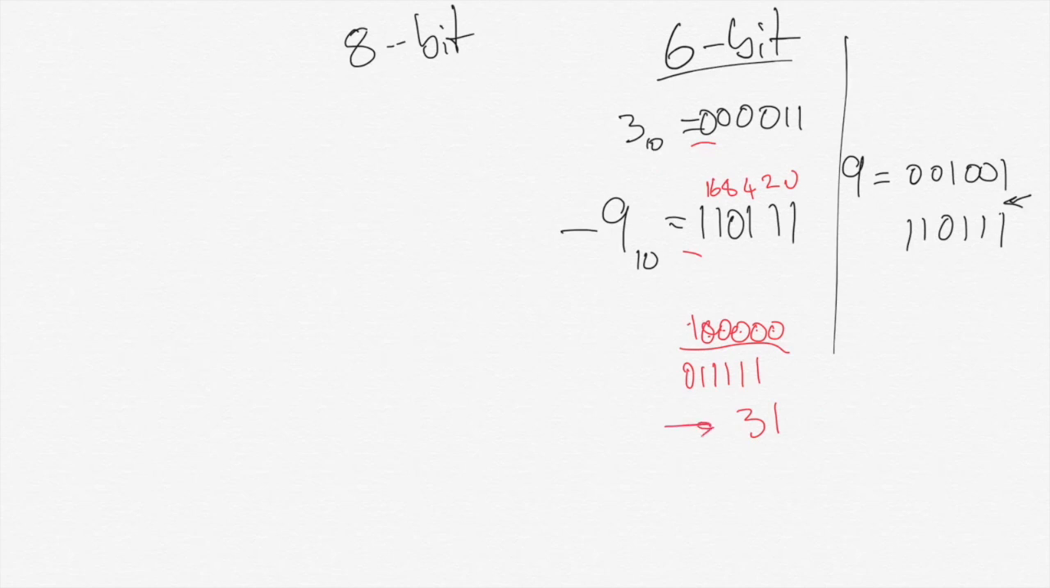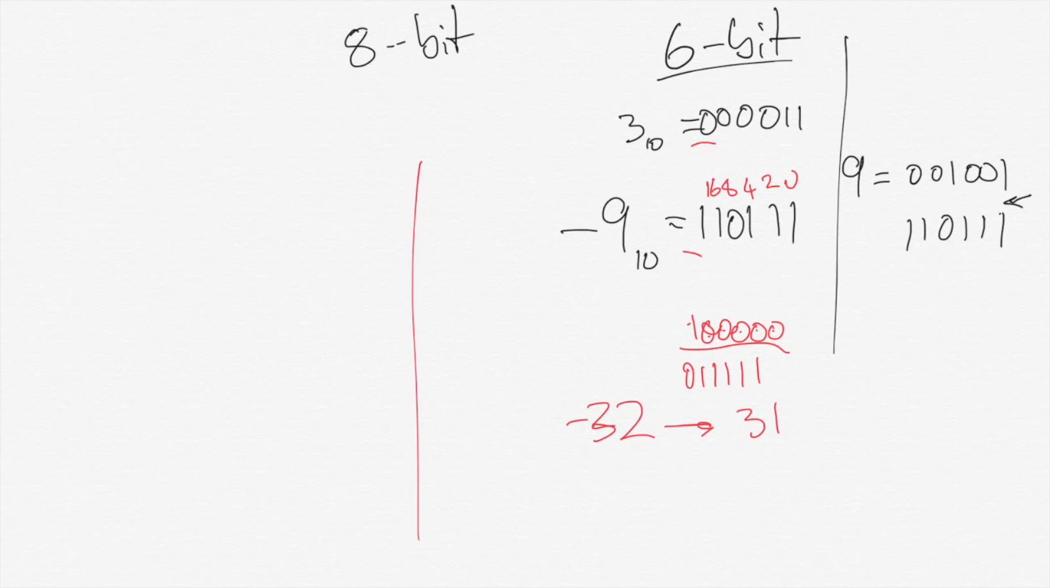So in this case our maximum number is 31. What's our minimum number? Well, it's always the negative of their maximum and then subtract 1. So we can always go further in the negative direction than we can in the positive direction. So 6-bit 2's complement can represent numbers from -32 up to 31.